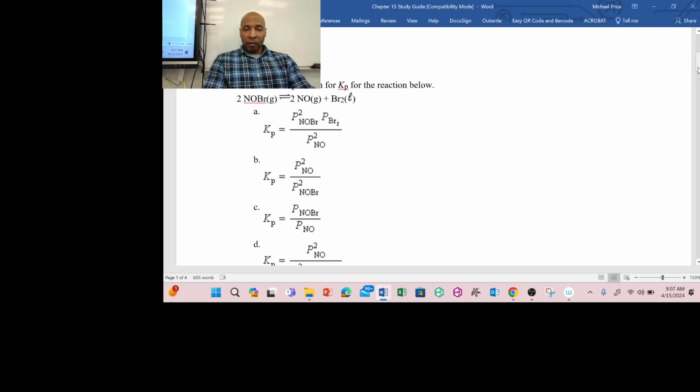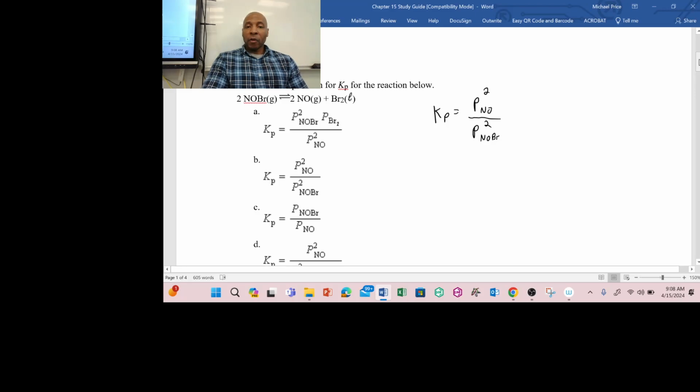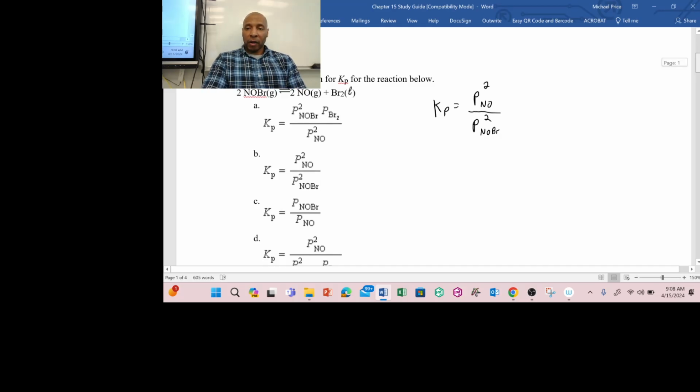So the NO is a product. So I'm going to say the Kp is equal to the partial pressure of the NO squared divided by the partial pressure of the NOBr squared, because the stoichiometric coefficients in both cases is 2 for the product and the reactant. Y'all see how easy that was? All right. And of course, if this was Kc, it would just be the concentration of NO squared divided by the concentration of NOBr squared, because it's always products over reactants.